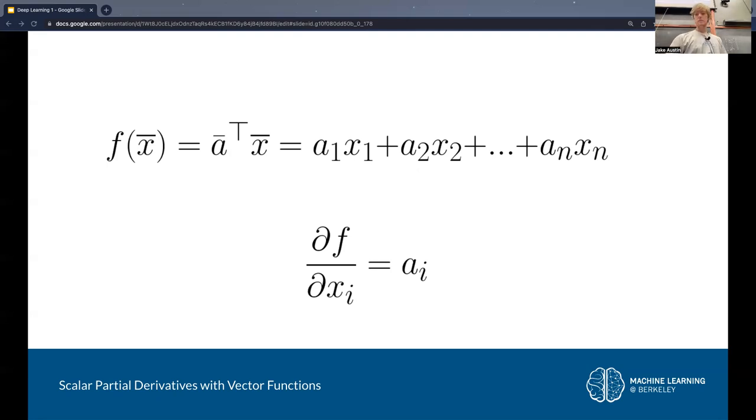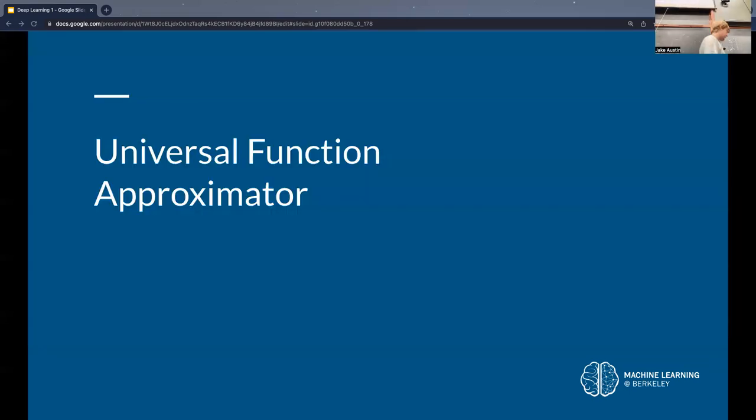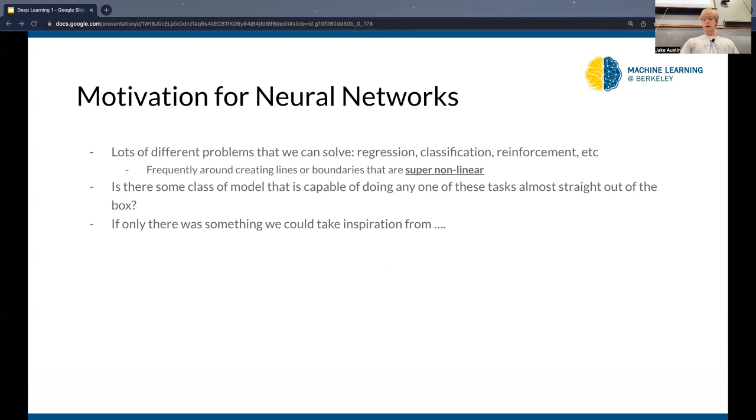All right. So with that in mind, we can start motivating and talking about neural networks. I just want to make sure that everyone feels okay about the notation that we're going to use with all the linear algebra. So where does the motivation for a neural network come from? There are all different kinds of problems that we can solve in machine learning: regression, classification, reinforcement learning. And frequently it revolves around super nonlinear functions. If you're trying to regress onto a polynomial that looks super funky, you're trying to learn something that's super nonlinear. It doesn't look like a line at all. It's a really complex kind of function that you're trying to model.